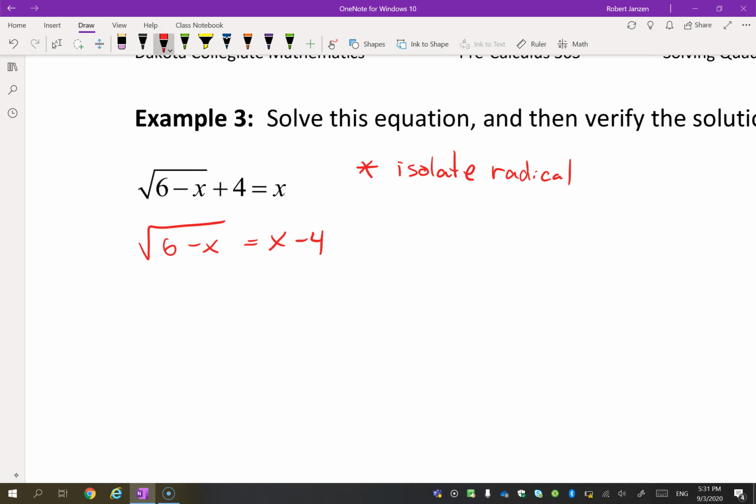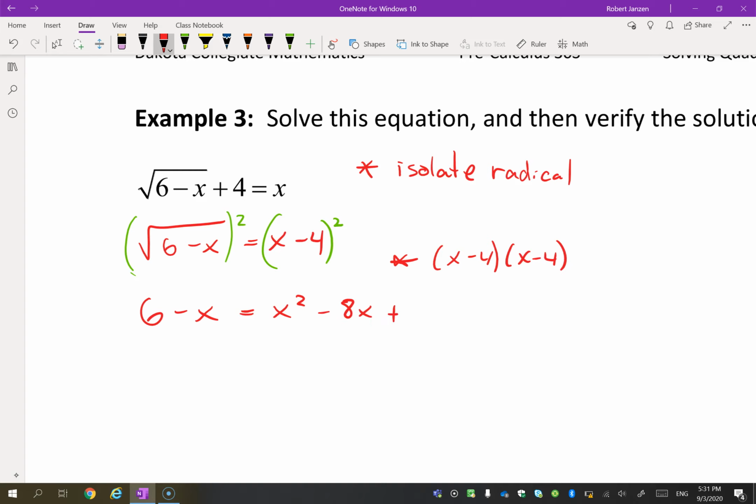Now we're going to square both sides. Okay, well, I'm going to write it down because there's a mistake here that too many people make. So if I square this, I get 6 minus x. And if I square this, I get x squared plus 16. Wrong. Oldest trick here. This means x minus 4 times x minus 4. So we have x squared minus 8x plus 16.